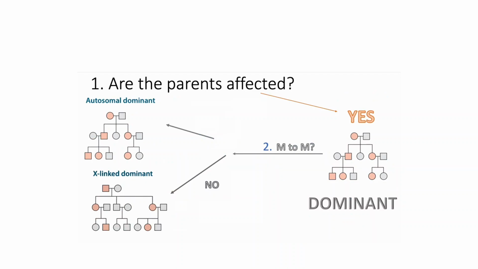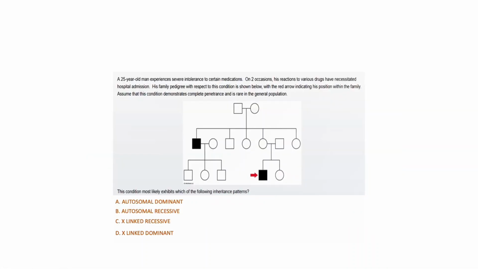Then, are the parents affected? Yes. So that means this is a dominant condition. Good. Then you want to know, is it autosomal dominant or X-linked dominant? It's the same pattern, if only the males or only the females are affected.